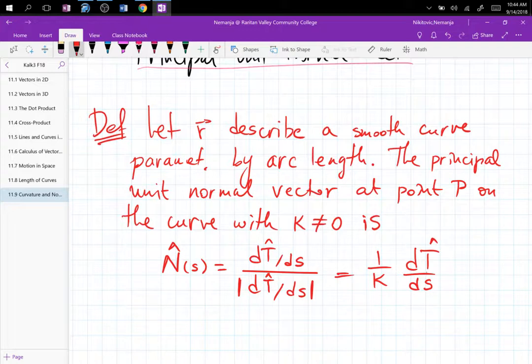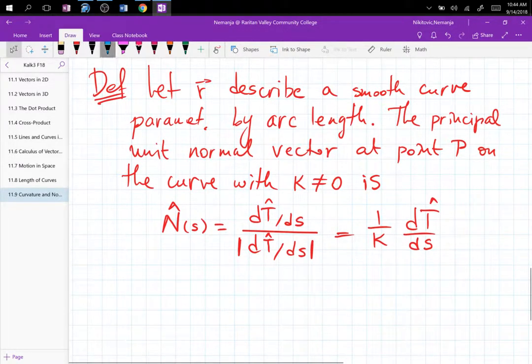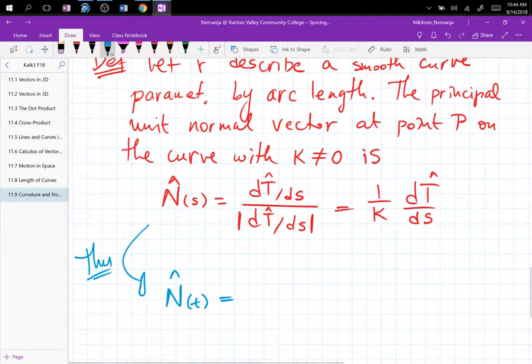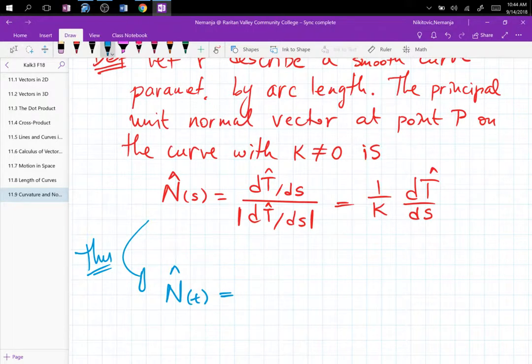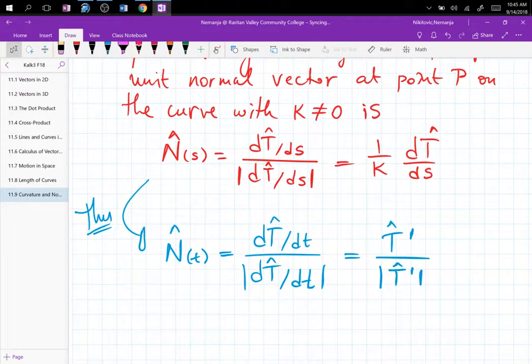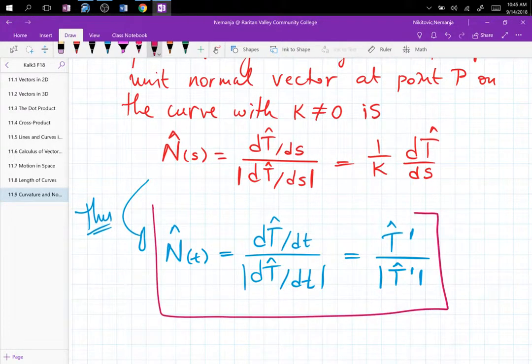Now, this is not the user-friendly formula, so we convert this in our theorem, saying that the normal vector with respect to parameter t, which is what we want to use to compute, is going to be dT/dt divided by the magnitude of dT/dt, which is simply T hat prime over the magnitude of T hat prime. This is the formula we want.